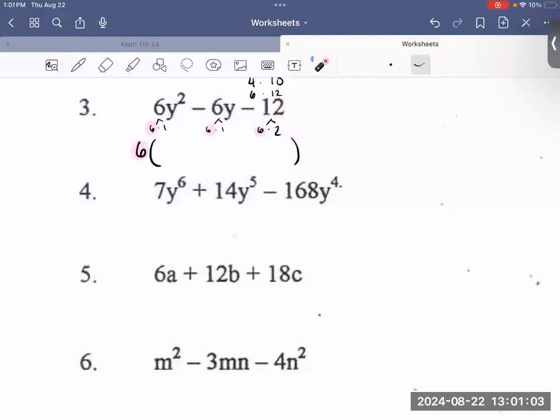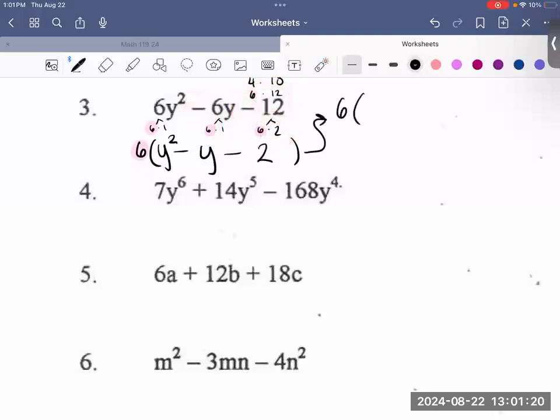So what we leave behind is 1y squared minus 1y minus not a 12, but a 2. Now that 6 is going to act as a GCF, so that just follows us throughout.